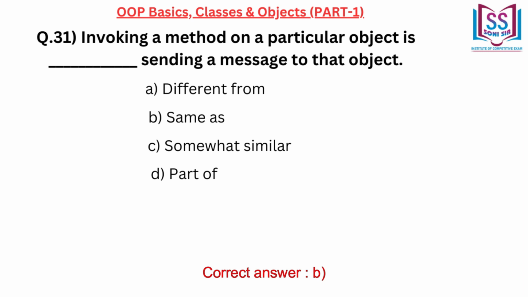Correct answer, B. Invoking a method on a particular object is the same as sending a message with the same values to that object. The message would contain values in a particular format that can be used by the object. And calling a method would be just another way to do the same task.